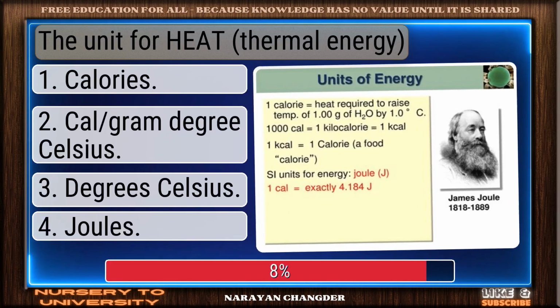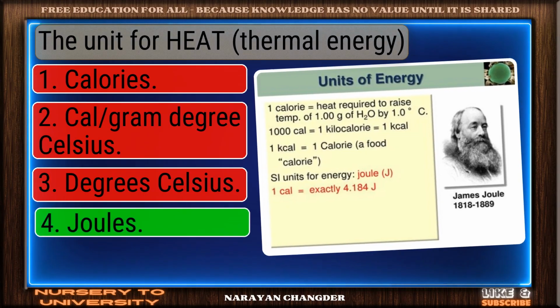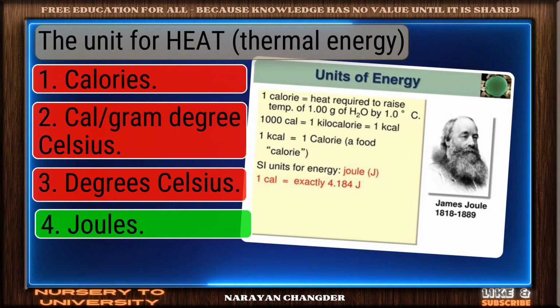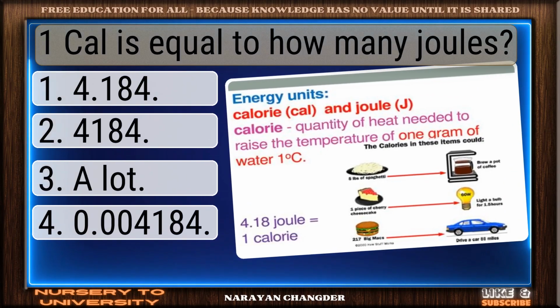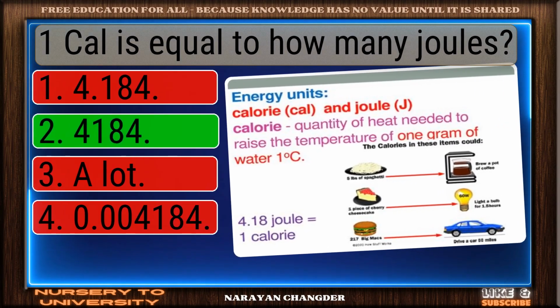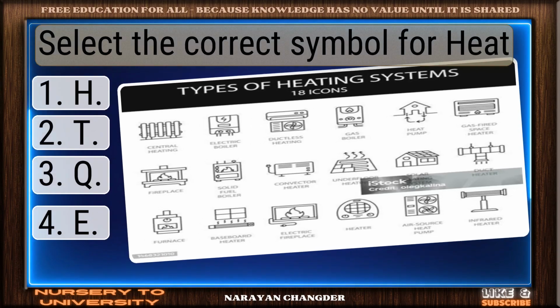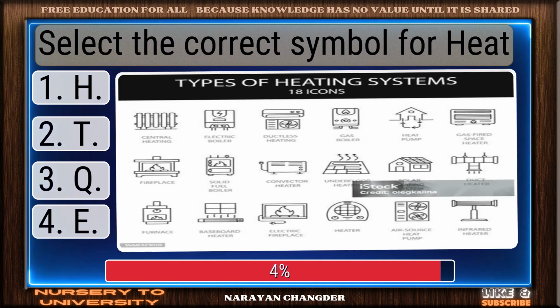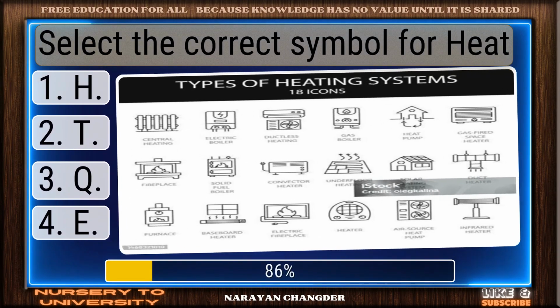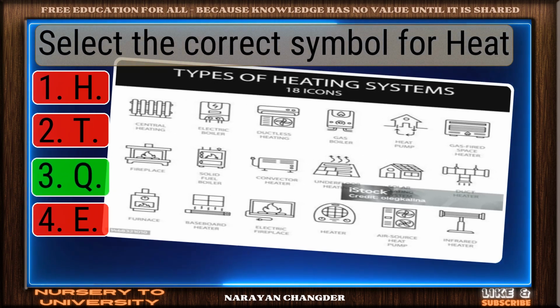The unit for heat? Right again. Joules is a valid answer. 1 calorie is equal to how many joules? Good thinking. 4184 is the right answer. Select the correct symbol for heat. Correct response. Q is the most accurate answer.